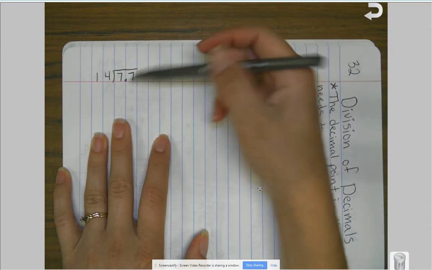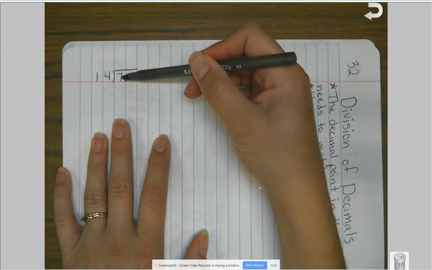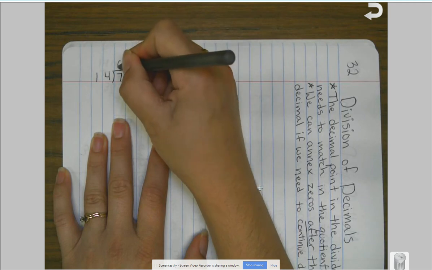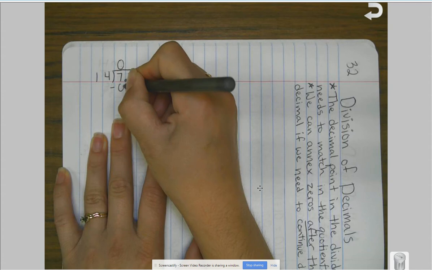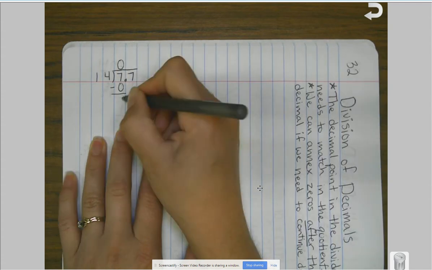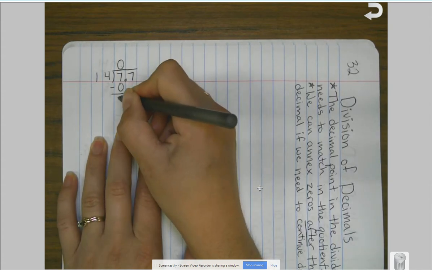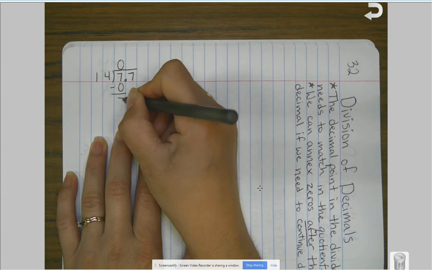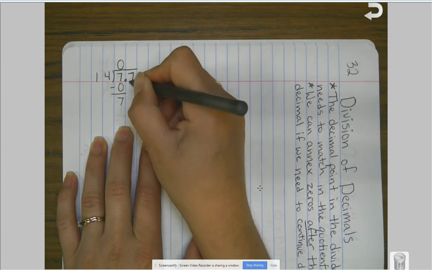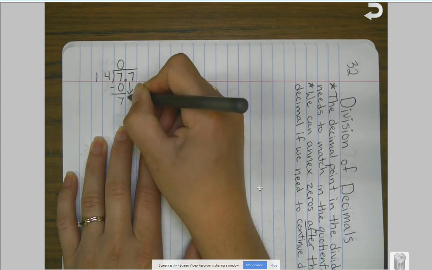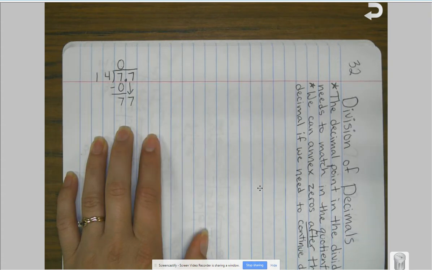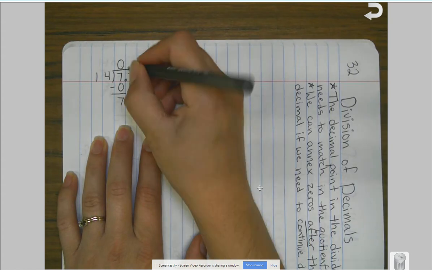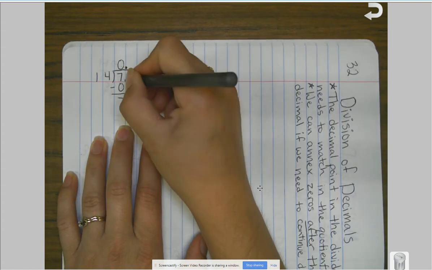So I want you to think, will 14 fit into 7? Nope, so let's write a 0 there. 0 times 14 is 0, so I'm going to subtract 0 from there, which means I'm going to end up with 7 still there, and I'm going to move down to the next place value. Okay, the only difference today from what you've been doing is sometimes you might have to annex zeros, and then you have to make sure the decimal lines up in the answer.